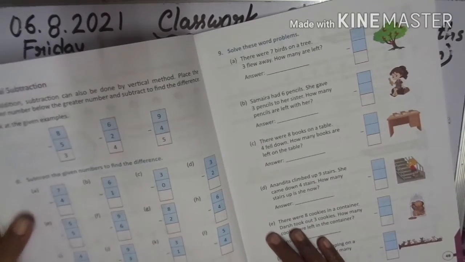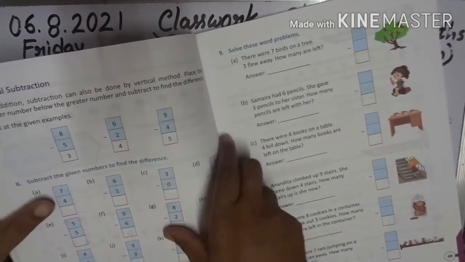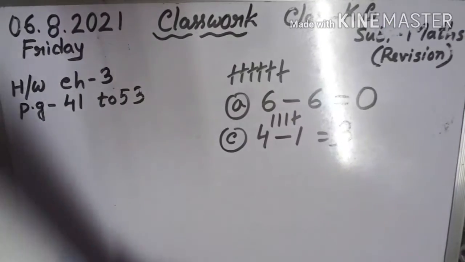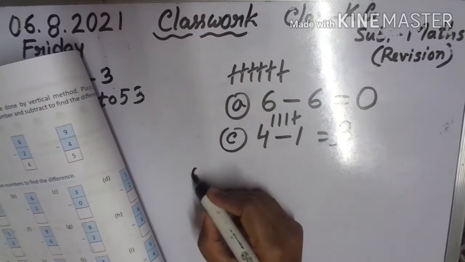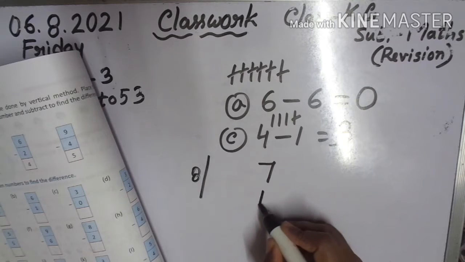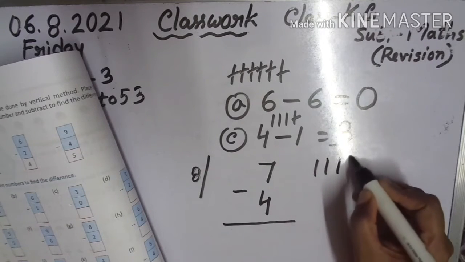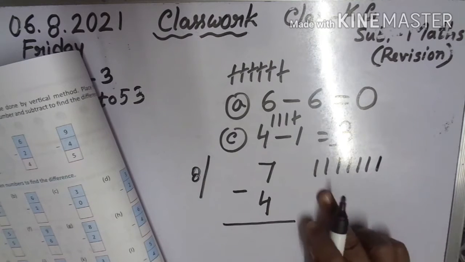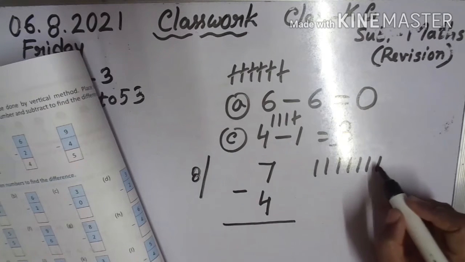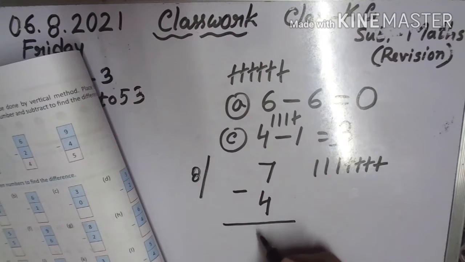See page 48. Subtract the given numbers to find the difference. Okay. See 8, 7, 4 minus sign. Draw the lines. 1, 2, 3, 4, 5, 6, 7. Okay. 4 minus. So 1, 2, 3, 4. So left 1, 2, 3. Answer. It's very easy. But children, practice.